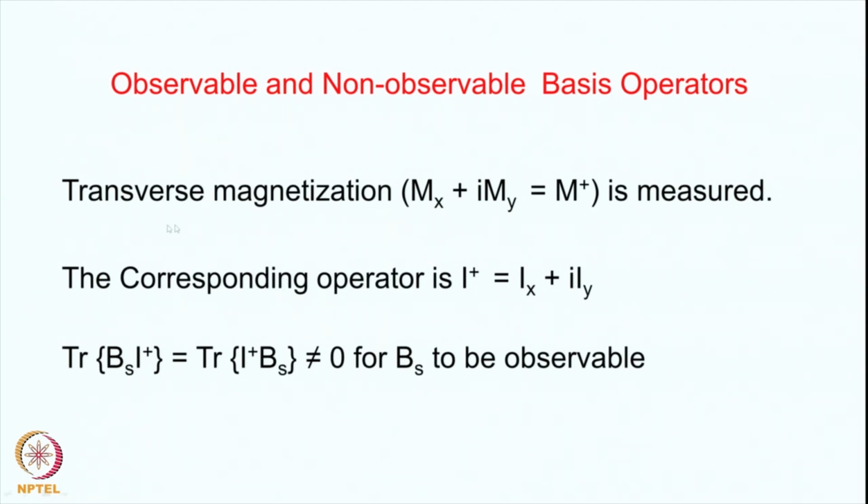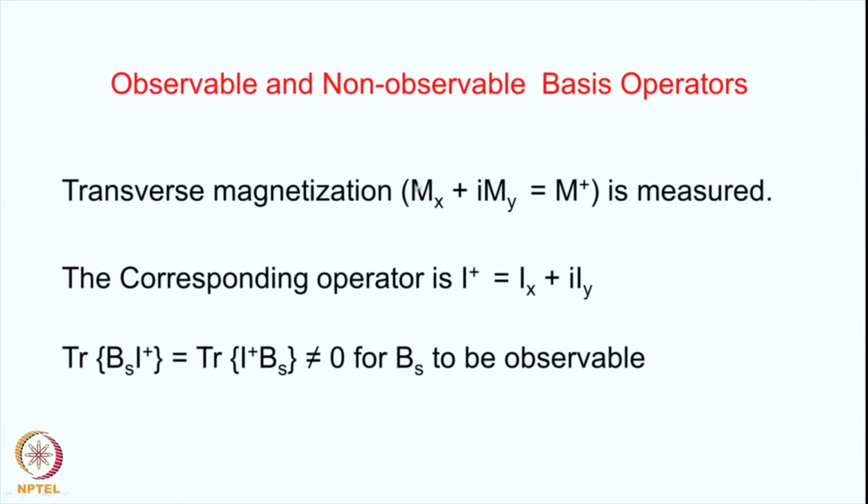So what we measure is a transverse magnetization, which is represented as Mx plus iMy, that is M plus. This is also called the raising operator or ladder operator; these are called ladder operators. So transverse magnetization is what we measure.